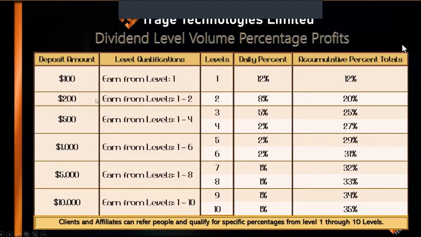If you put $200 in, you qualify for levels 1 and 2. 12 plus 8 is 20%. What? 20% a day? Is that insane or what? Watch this. $500, levels 1 to 4. $1,000, levels 1 to 6. $5,000, levels 1 to 8. $10,000, you qualify for all 10 levels. That is a requirement for 10 levels of pay. That's a total of 35% a day off 10 levels off everyone's profits that are compounding. What? Wait a second. This is straight stupid.